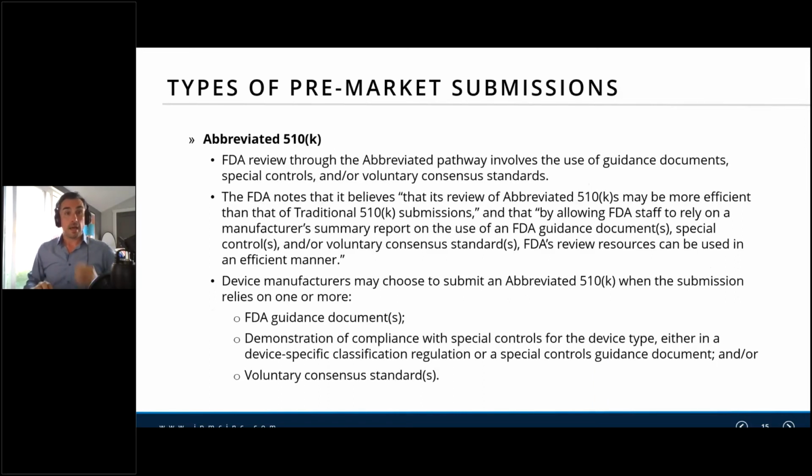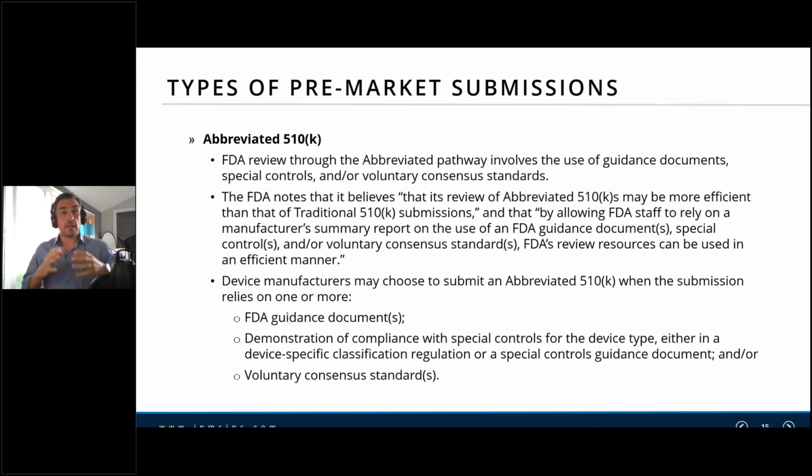Let's go to an abbreviated 510K, which I suspect, and we'll talk about too, I suspect you will see more of these. So if you look at the world of 510Ks overall, I think abbreviated 510Ks will actually go up and traditional 510Ks will start to go down. This is my guess, and I'll tell you why in a couple of slides.